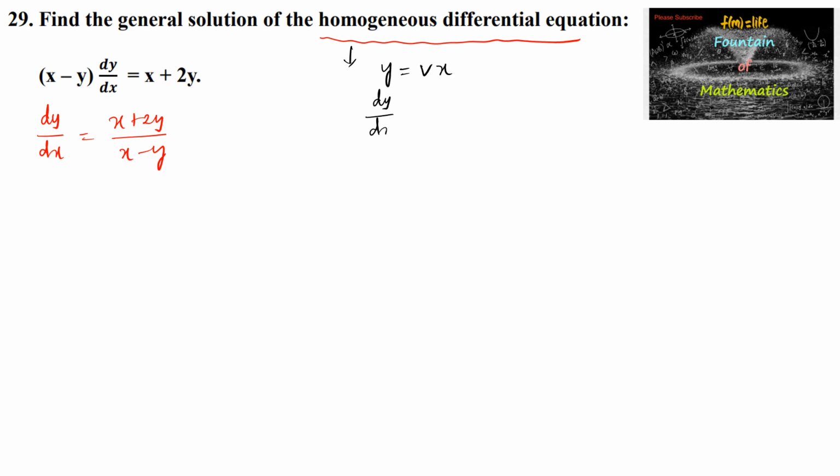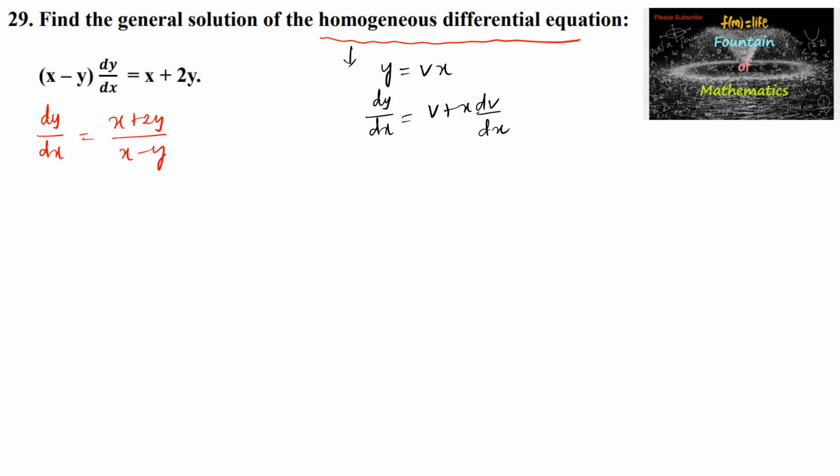Find the general solution of the homogeneous differential equation. So it is given, it's a homogeneous differential equation. So we can write dy by dx is equal to x plus 2y upon x minus y. The method of solving homogeneous differential equations is by taking y is equal to vx, and differentiating we have dy by dx is equal to v plus x into dv by dx.